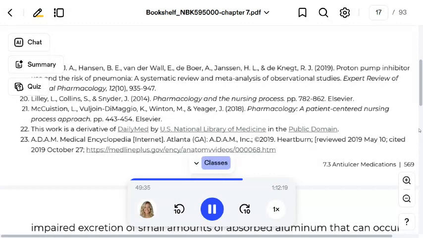Antiemetic medication classes. Anticholinergics. Scopolamine is an example of an anticholinergic medication that is often used to treat motion sickness or nausea and vomiting associated with surgical recovery from anesthesia and/or opiate analgesia.